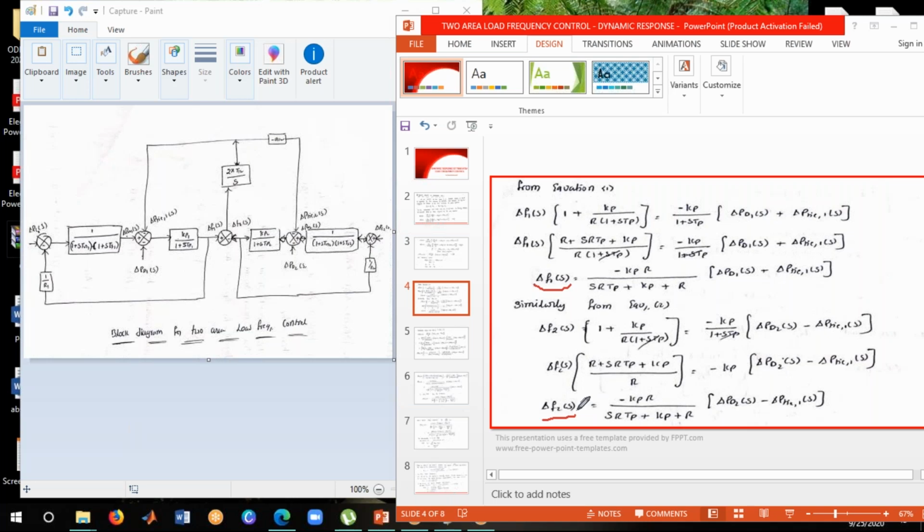Now the main intention of using delta F1 of S and delta F2 of S is that if you observe the constant parameters, that is Kp and Tp, the entire frequency load control depends on these two factors: one is Kp and the other one is Tp. Why do these two parameters decide this load frequency control? Already we know the value of B. B is equal to delta Pd divided by delta F.